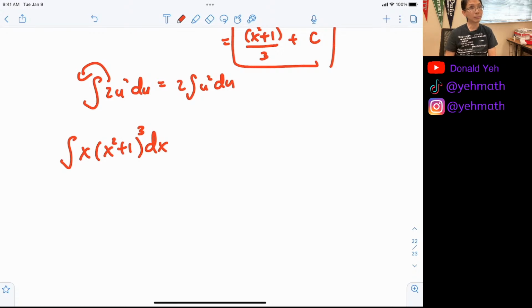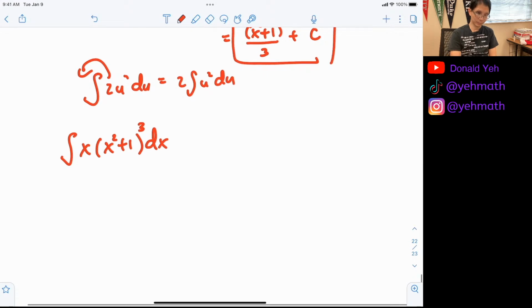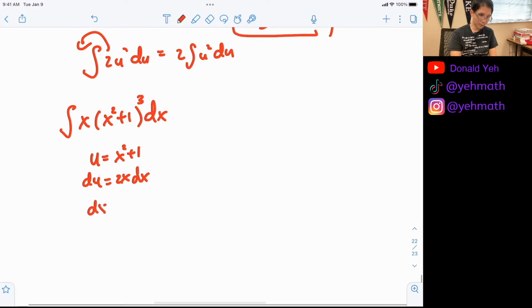Remember, take a constant out. If you see a constant multiplying the expression, take it out. You got u equal to x squared plus 1? Did you take a du on both sides? What did you get? du equals 2x. Very good. Did you solve for dx? You should. So that is equal to x times u to the third.